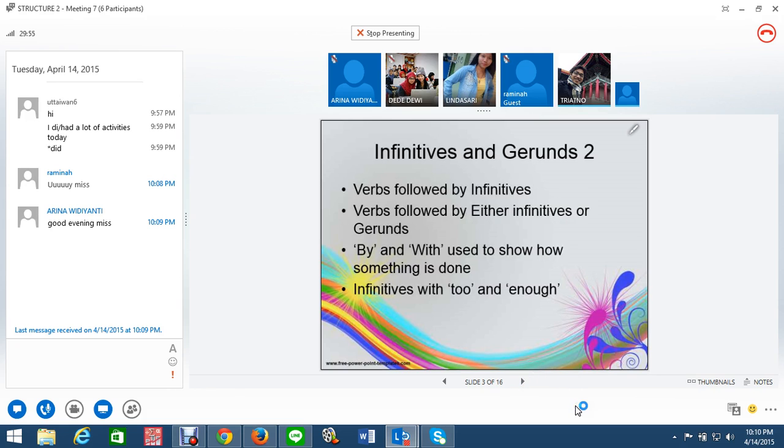So here we are going to talk about some subtopics. There are some topics here that we are going to discuss in infinitives and gerunds. Okay, let's see. So the subtopics are verbs followed by infinitives, verbs followed by either infinitives or gerunds, by and with used to show how something is done, and infinitives with to and enough.